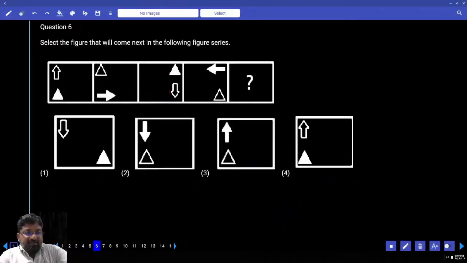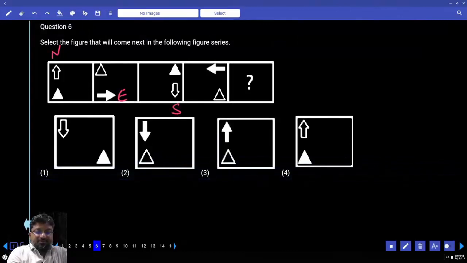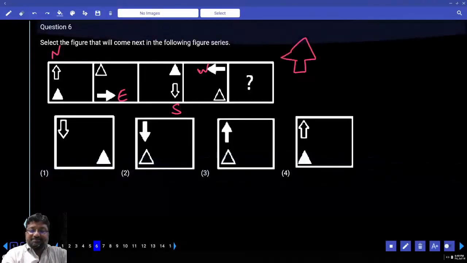6th question. Select the figure that comes next in the following figures. I concentrate only on arrows. Arrow is pointing towards which direction? First frame north. Second frame east, south, west. And it is rotating in clockwise direction, anti-clockwise direction, clockwise direction. Right? North to east, east to south, south to west. Next time it has to be north. Shaded, unshaded, shaded, unshaded. So surely you will get something like this.